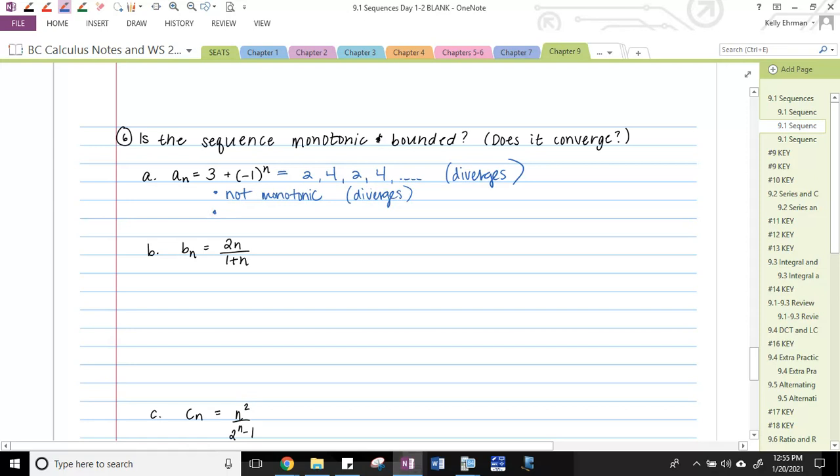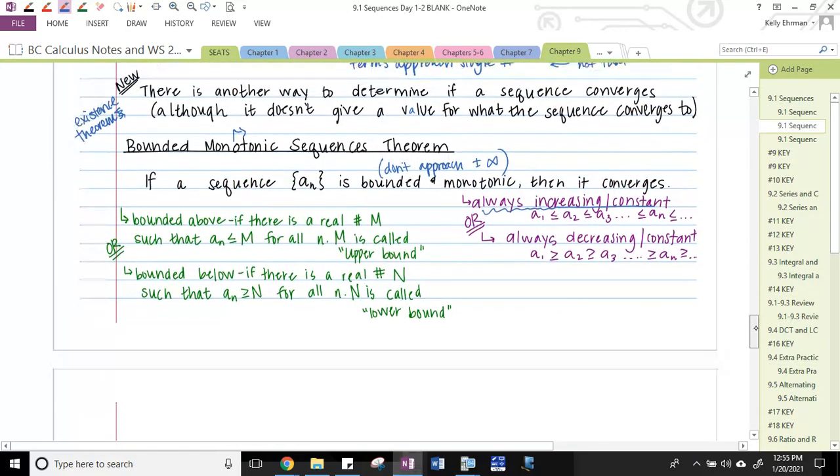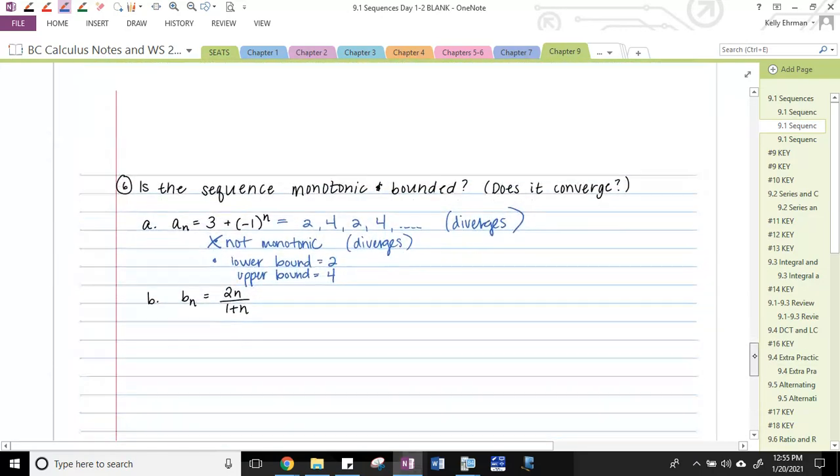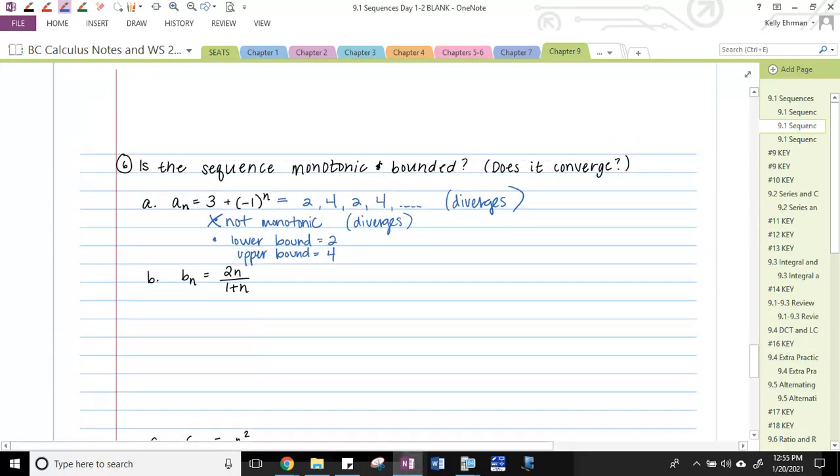Is this bounded? Yes, this is bounded. It has a lower bound, a floor. The terms will never get any lower than 2, and it has an upper bound. The terms will never get any higher than 4. So this is a bounded sequence. It's just not monotonic. Since it's not both, using this bounded monotonic sequence theorem, I could say it diverges. But it's much easier just to list out the terms on this one and say it diverges. It doesn't approach one single value.